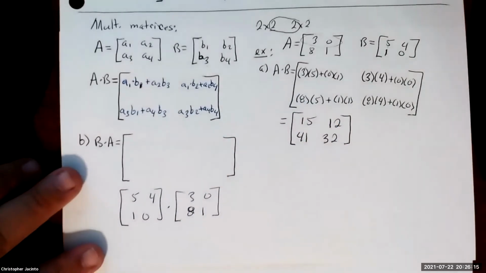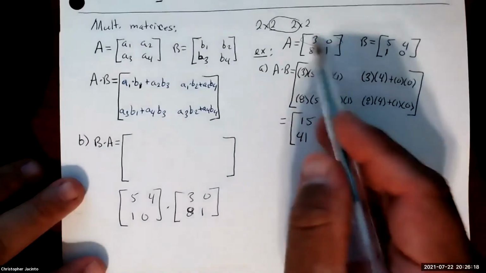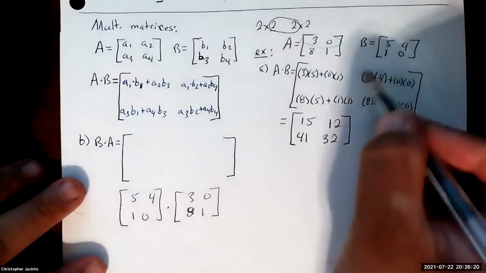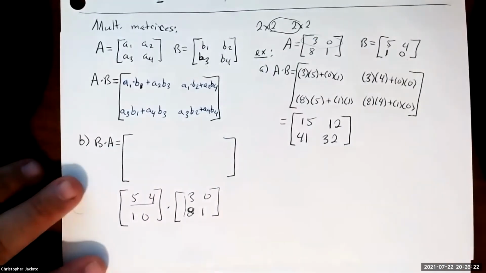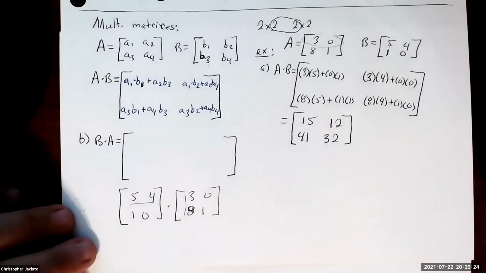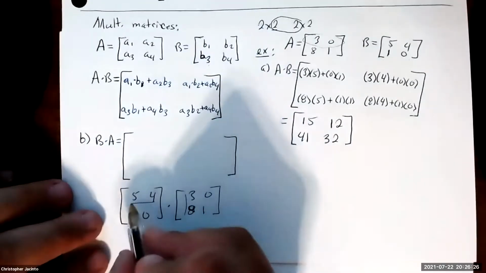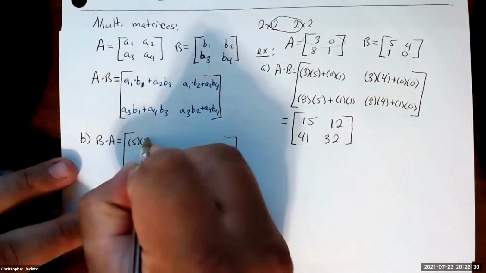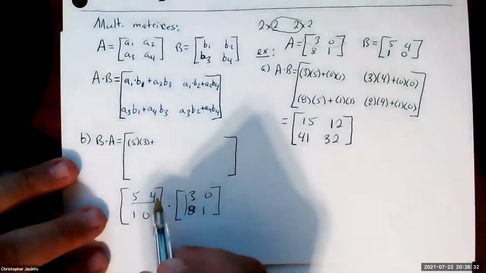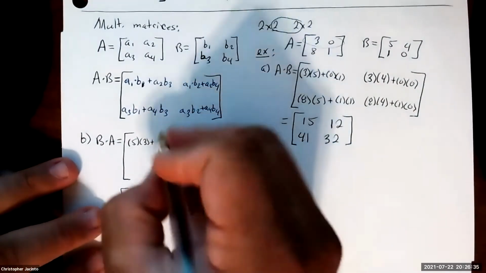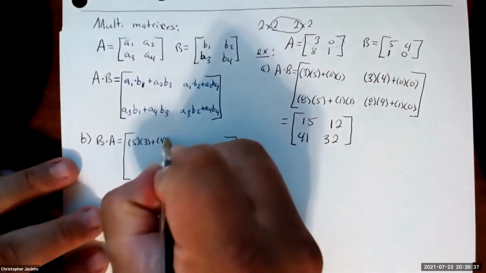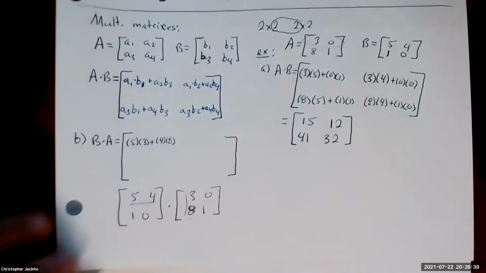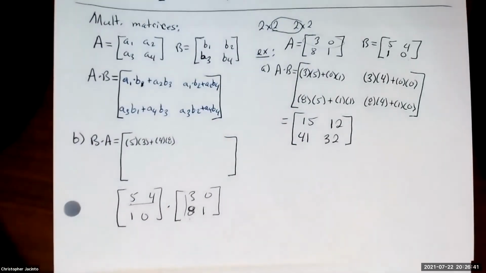Okay. So that way you can mimic exactly what we did here. So we're doing this to that when it comes to it. All right. So the first one's going to be 5 times 3 plus 4 times 8. So you can already tell it's going to be different, huh? When it comes to it.